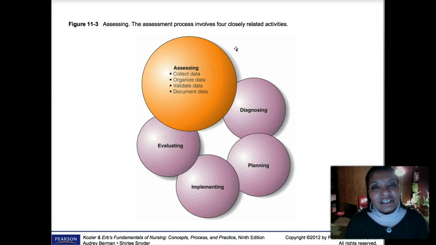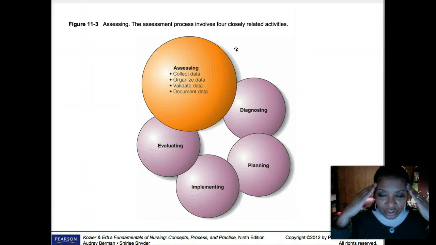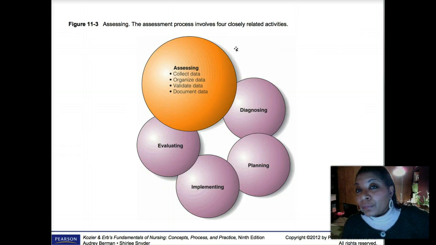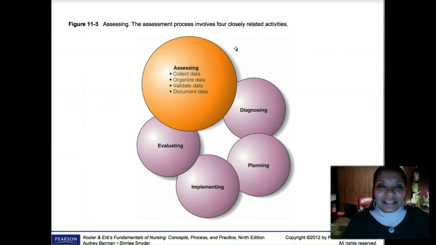So when you do a full assessment, you might say, okay, how is their neural status? And then you go to the heart. What was their cardiac status? And what was their respiratory status? And you keep moving down. How is their stomach, diet? How's their bladder function? So you collect data and you organize it. Typically, we organize our information by systems.